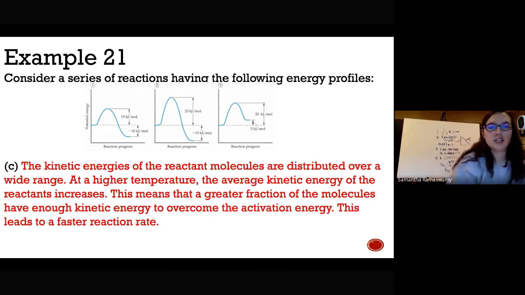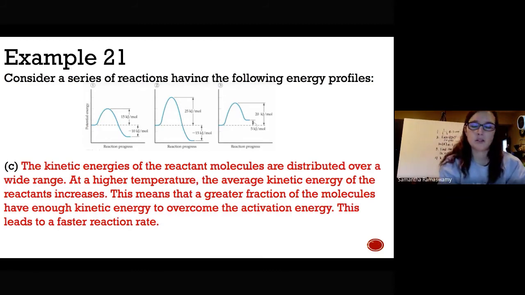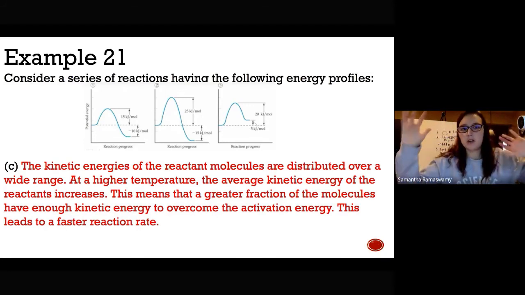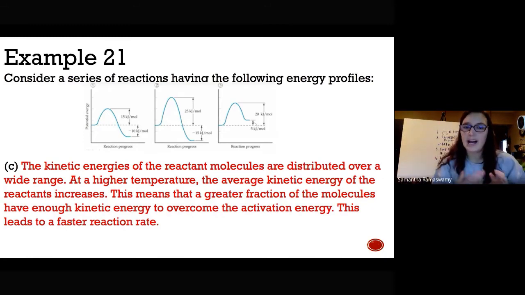The kinetic energies of the reactants are distributed, right? And if you don't have that part, that's okay. But the kinetic energies are distributed over a wide range, but we always have an average kinetic energy. At a higher temperature, the average kinetic energy of the reactants increases. You have to have that written down. At higher temperatures, the average kinetic energy of the reactants increases. This means that more molecules have enough energy to overcome activation energy. This leads to a faster rate.